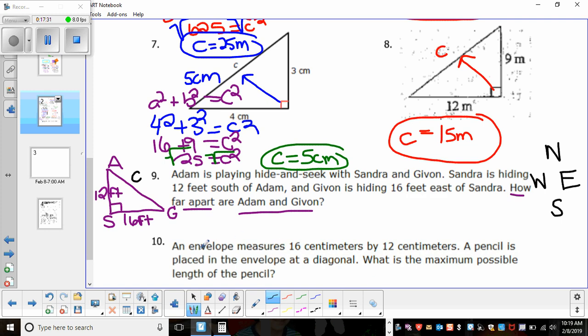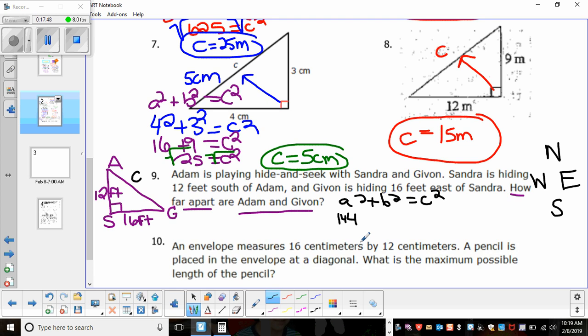So we're looking for C. So we have A and B, the legs. So we're going to use, again, A squared plus B squared equals C squared. We're going to plug in what we know. So we know A squared is 12 squared. Again, I'm going to skip a step. I know that 12 squared is 144, 12 times 12.